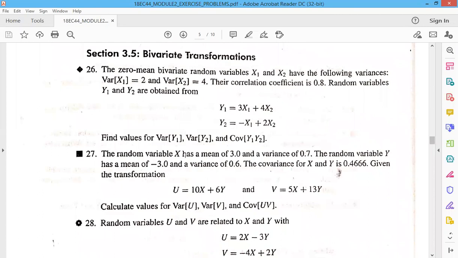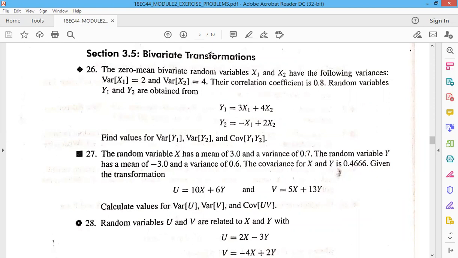Let us take problem number 26. We are given the zero mean bivariate random variables x1 and x2. They have the following variances: variance of x1 is 2, variance of x2 is 4, and their correlation coefficient rho xy is 0.8. The random variables y1 and y2 are obtained using the transformation functions y1 is equal to 3x1 plus 4x2 and y2 is equal to minus x1 plus 2x2. Given this transformation, we are asked to calculate the variance of y1, the variance of y2 and the covariance of y1 and y2.